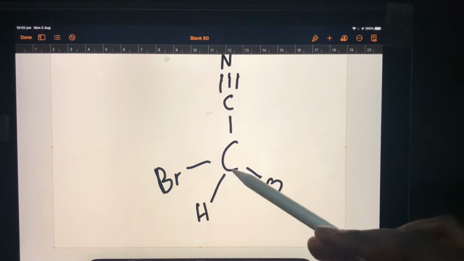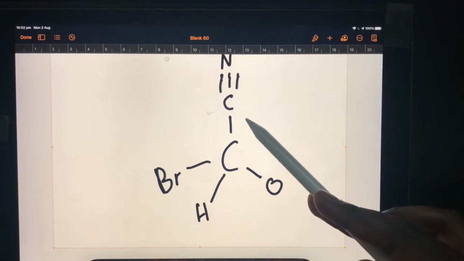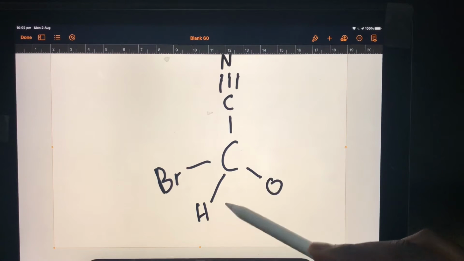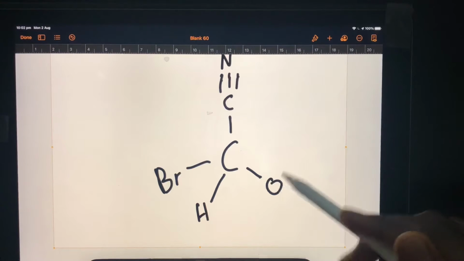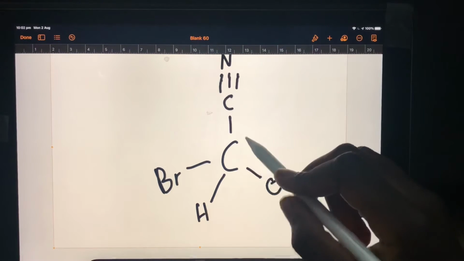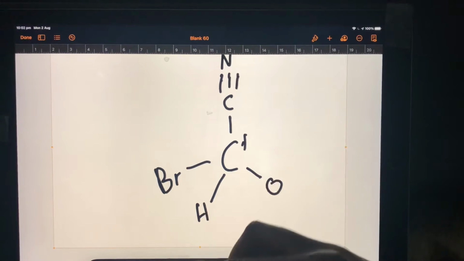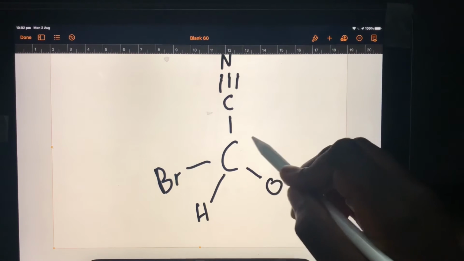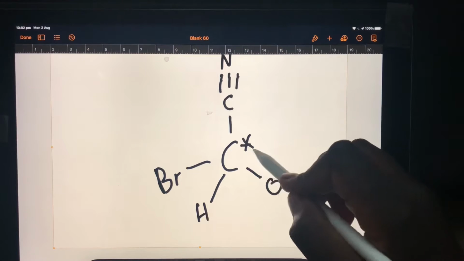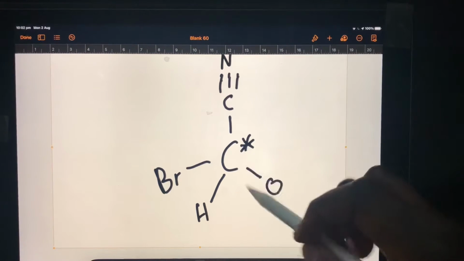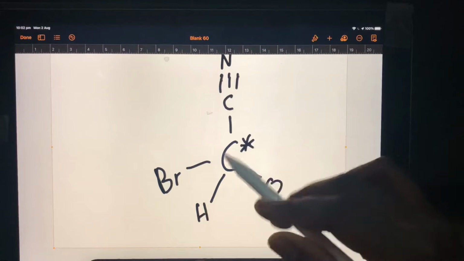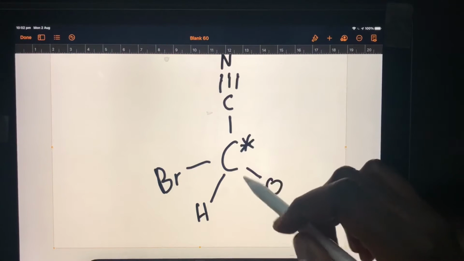Then we come down to this carbon here. It has your cyanide group, your oxygen group, hydrogen group, and your bromine group. There are 4 different groups. Therefore, that's your chiral center. And you usually represent a chiral center with an asterisk. I drew it quite big here, but you can write it much smaller than this.